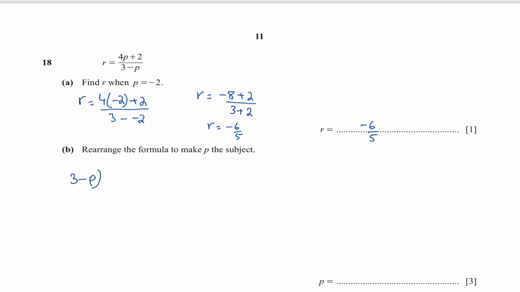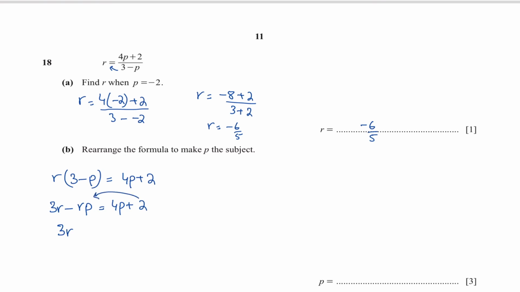Rearrange the formula to make p the subject, so we start by cross multiplying. So 3 minus p is going to get multiplied by r. This is what I'm doing, I'm cross multiplying, is equal to 4p plus 2. So 3r minus rp is equals to 4p plus 2. Let's bring all the p's on one side and everything else on the other.